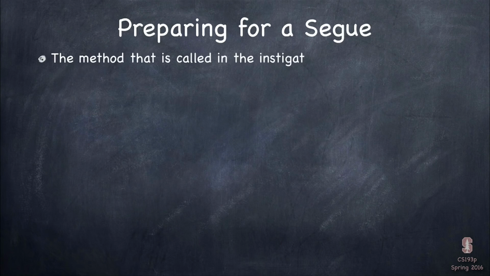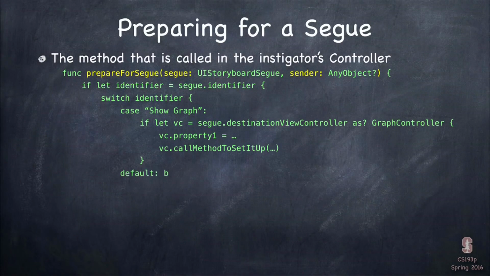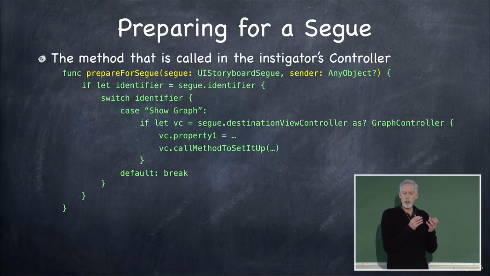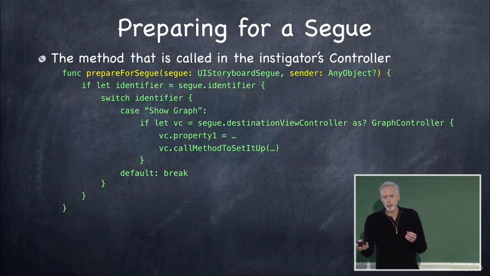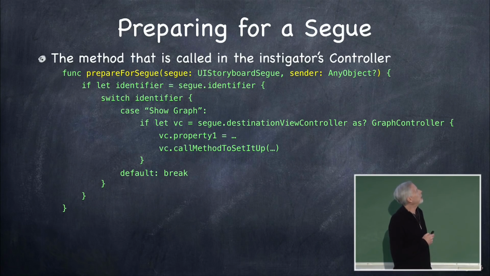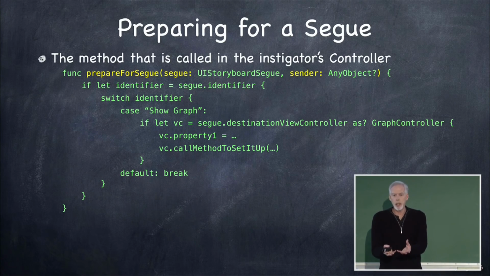Now, the preparation happens with a method that is sent to the view controller that is causing the segue to happen. Not the view controller on the other end that's being created, but the one that is causing it to happen. That view controller is going to be sent this message, prepare for segue. And its job in this method is to prepare the MVC that's being created by the segue to do what it wants to do.